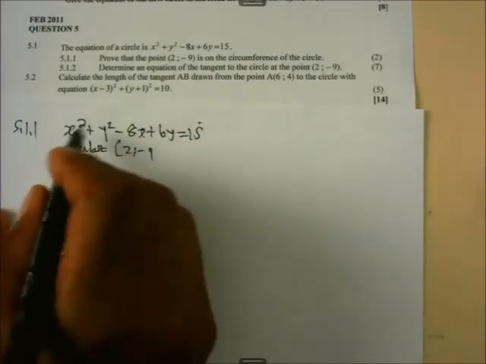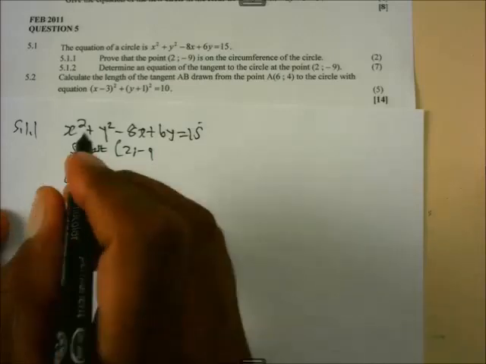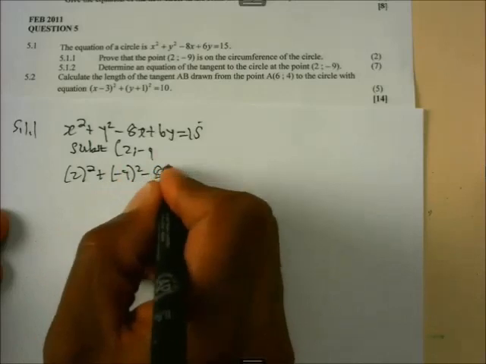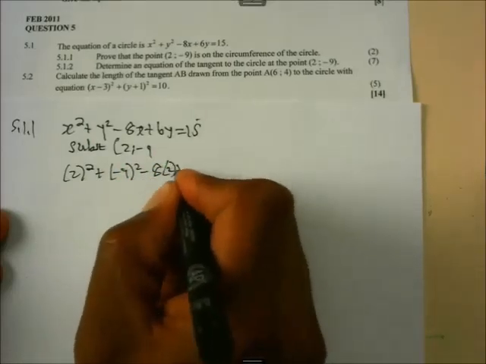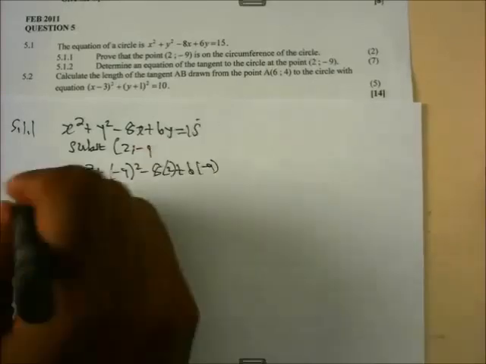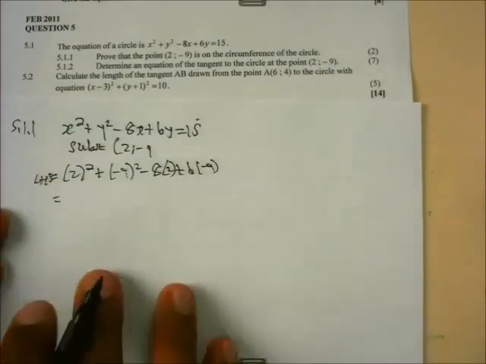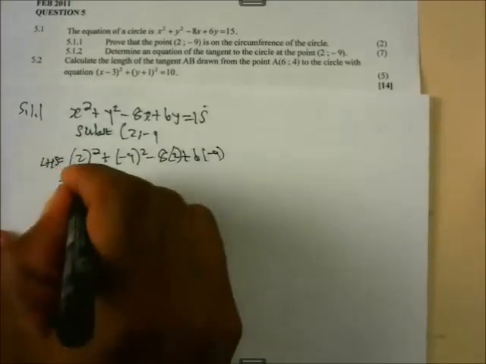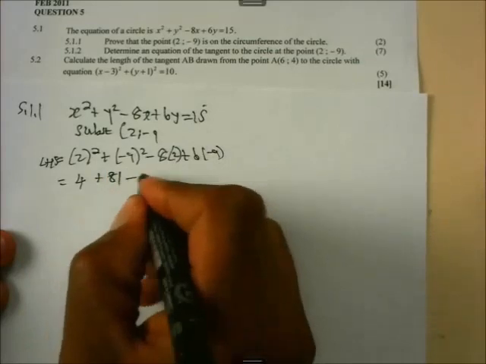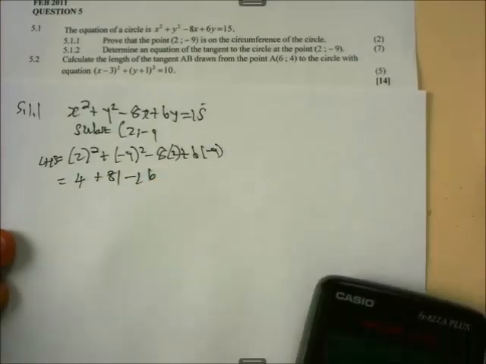Now we have x squared there. That will be 2, you square it. Plus y is minus 9 squared. Minus 8 times 2. Then plus 6 times minus 9. Right, of course, let me call it the left-hand side. And therefore, from here now, 2 squared is 4. Minus 9 squared is what? It's 81. Minus 16.